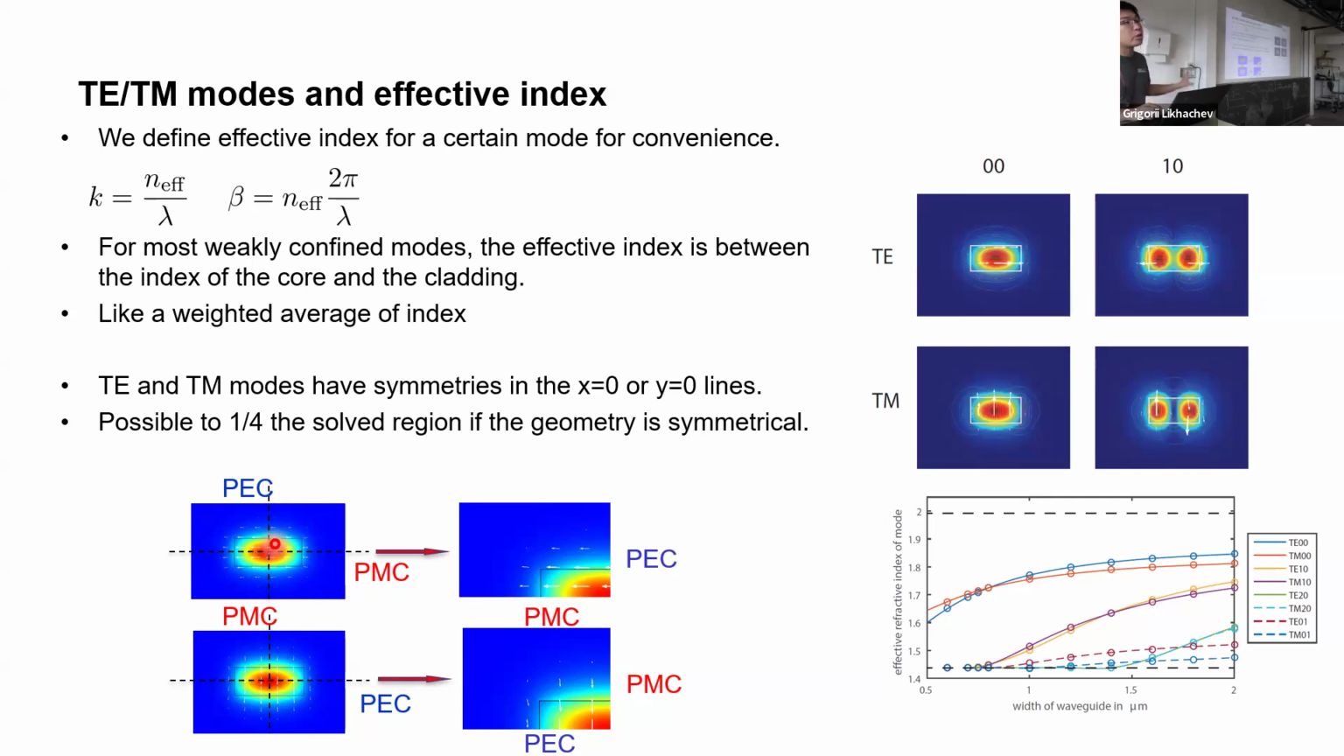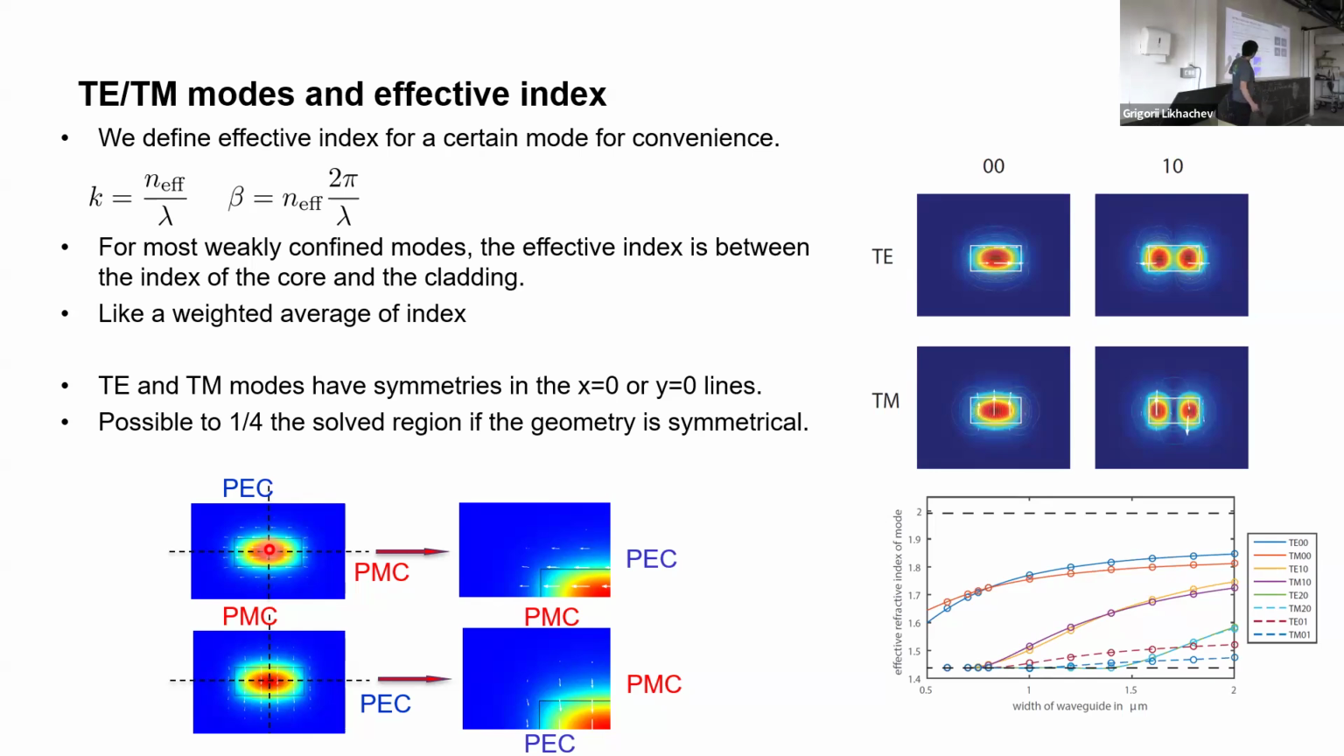By using these conditions cleverly, if your geometry is right, you can reduce the region that you need to solve by up to 1/4. If you consider the entire waveguide cross section, it will be like this. And if you know that here you have only an electric field in the x direction, then you can cut this into 4, and you set here a perfect electric conductor boundary condition, by assuming that all the electric field can only be perpendicular to this interface line.